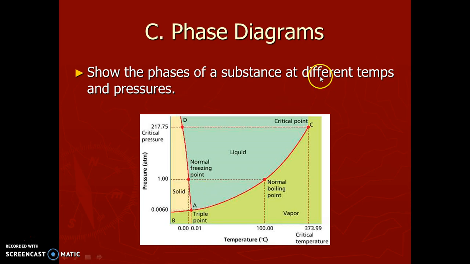A couple other vocabulary terms up here. This critical temperature, this is the highest temperature that a substance can be a liquid. So the critical temperature of water is 374 degrees Celsius. Above 374 degrees Celsius, water will always be a gas, no matter what the pressure is going to be. The critical pressure is the pressure that matches that critical temperature. And above that critical temperature, we can raise the pressure and raise it all we want, but the substance is still going to be a liquid.